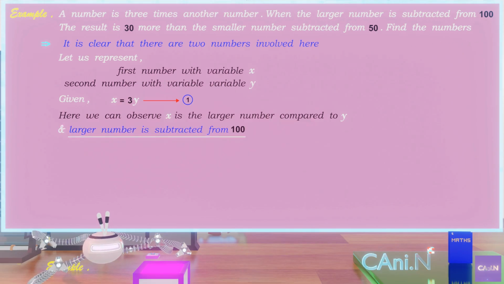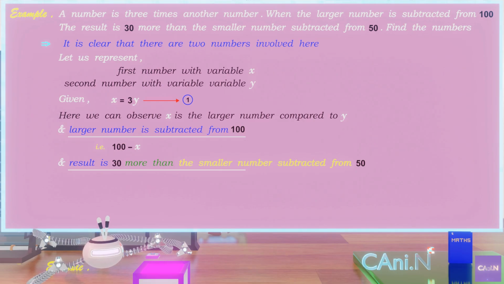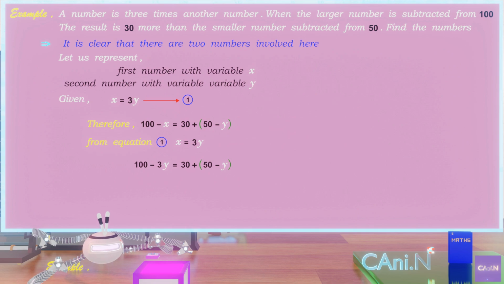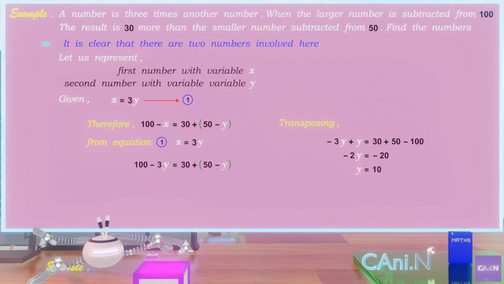And larger number is subtracted from 100. That is, 100 minus x. And result is 30 more than the smaller number subtracted from 50. That is, 30 plus 50 minus y. Therefore, 100 minus x equals 30 plus 50 minus y. From equation 1, x equals 3y. So, 100 minus 3y equals 30 plus 50 minus y. Transposing, we get minus 2y equals minus 20. y equals 10. And x equals 3y. Therefore, x equals 30.